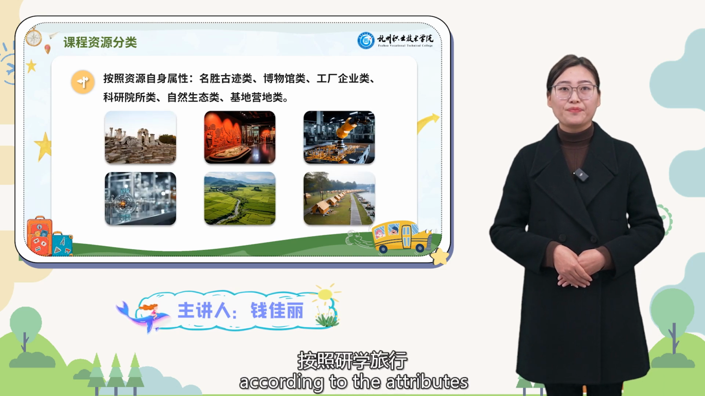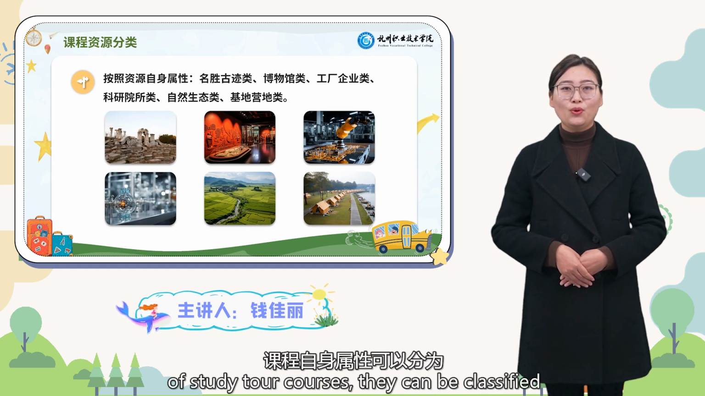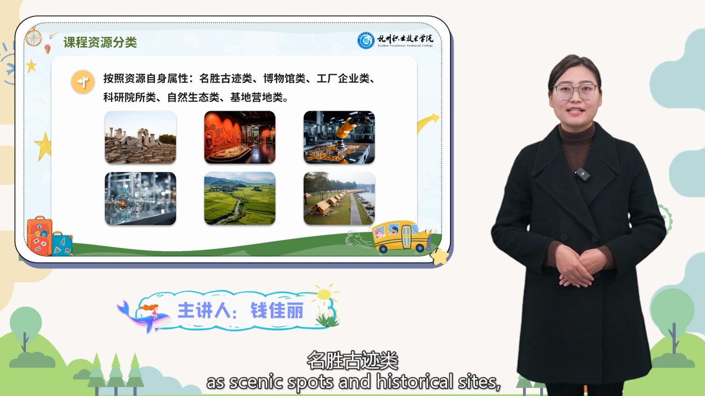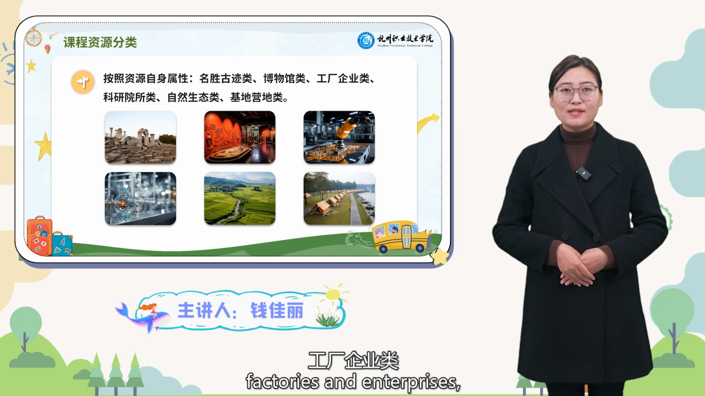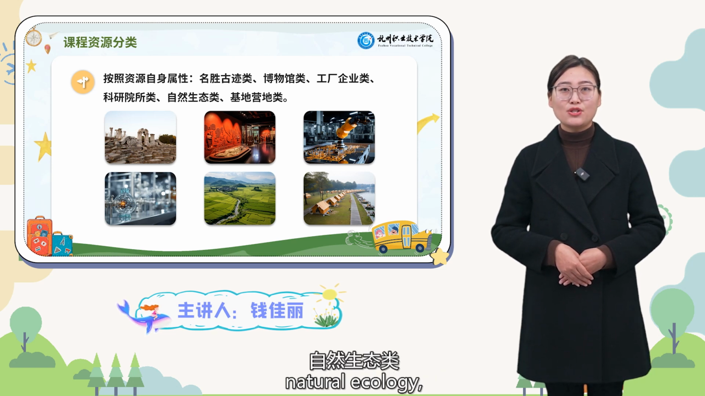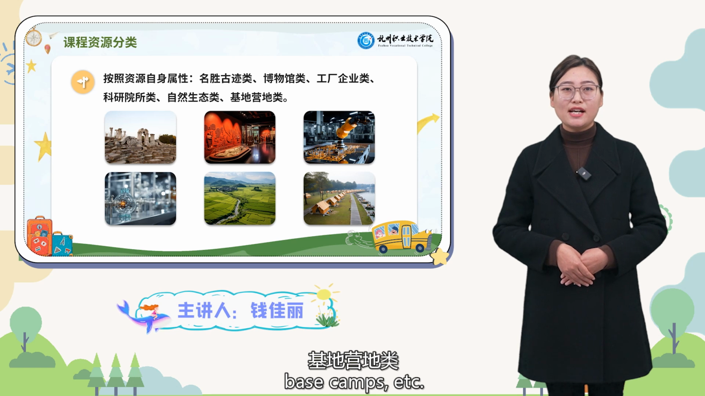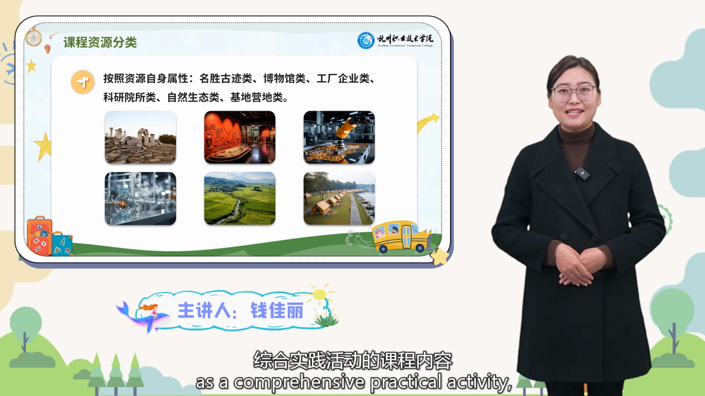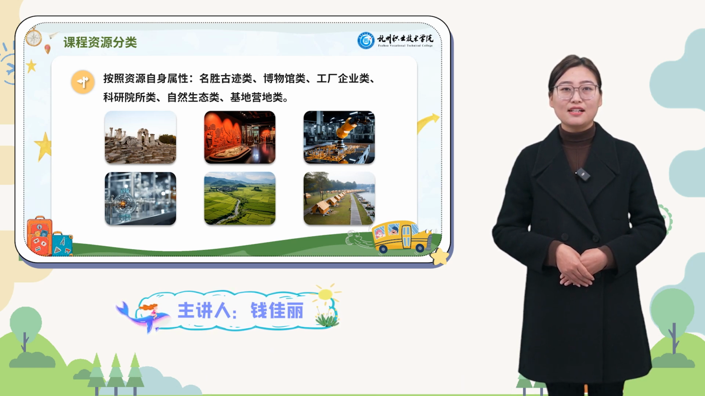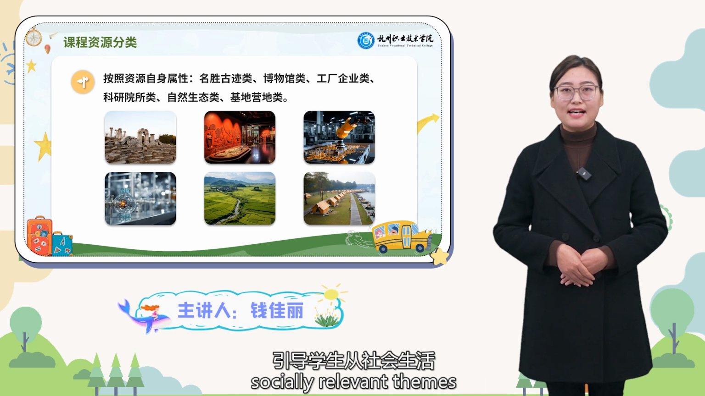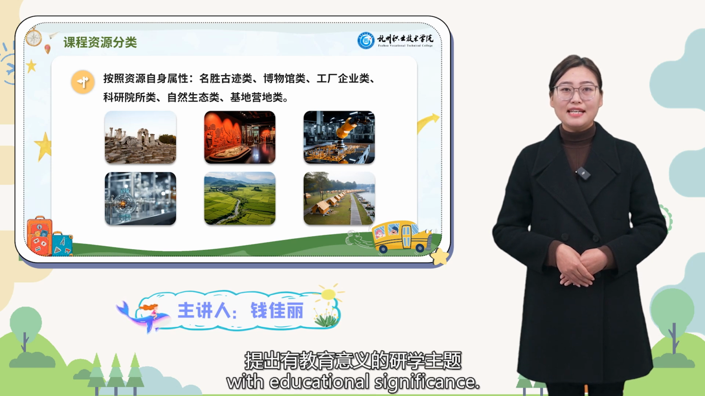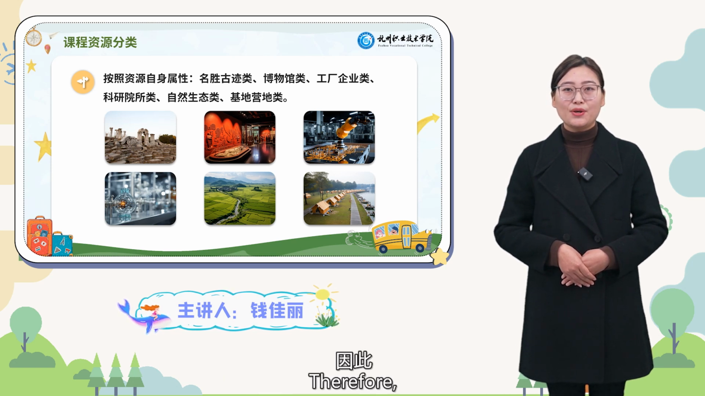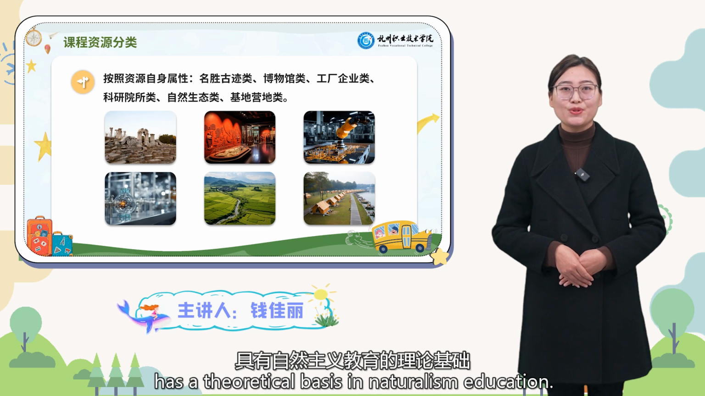Firstly, according to the attributes of study tool courses, they can be classified as scenic spots and historical sites, museums, factories and enterprises, scientific research institutes, natural ecology, base camps, etc. Study tool is a comprehensive practical activity, which guides students to explore socially relevant themes or nature, and propose study tool themes with educational significance. Therefore, study tool has a theoretical basis in naturalism education.